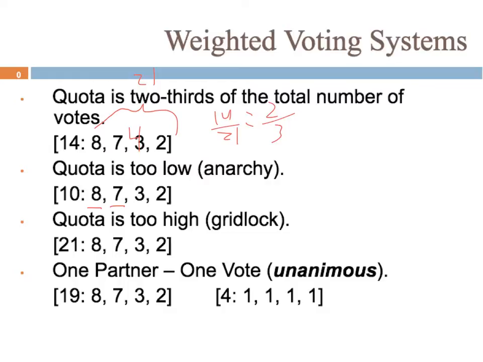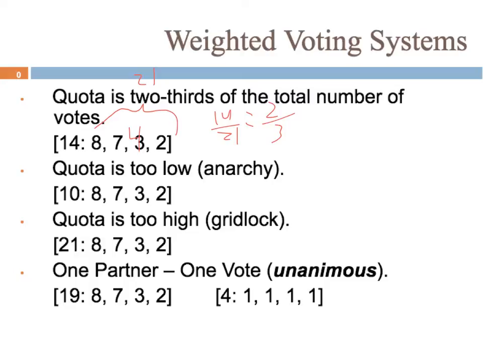Also notice player 1 and player 3 could pass the motion by voting together. Player 1 and player 4 could pass the motion, 8 plus 2 making 10. And player 2 and player 3 could also pass the motion. So there's too many possibilities here. It's too easy to pass the motion.